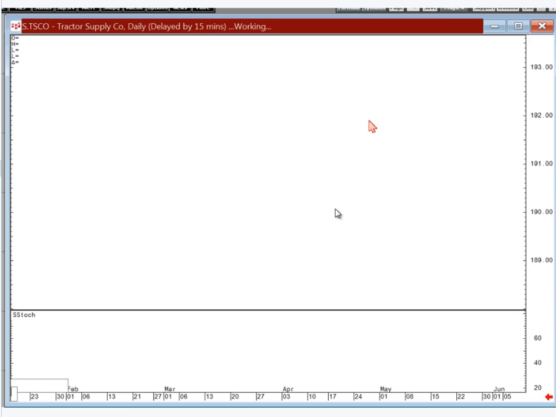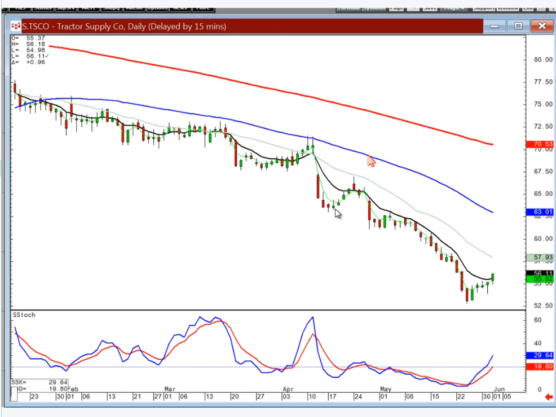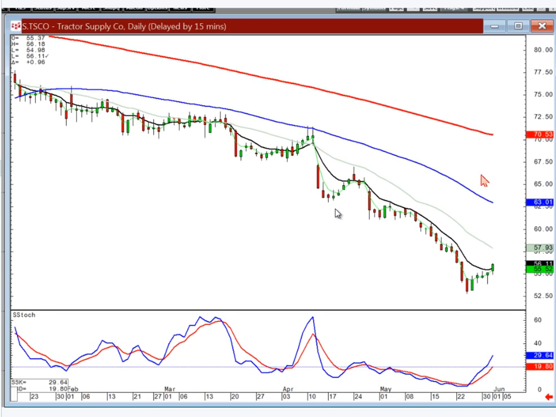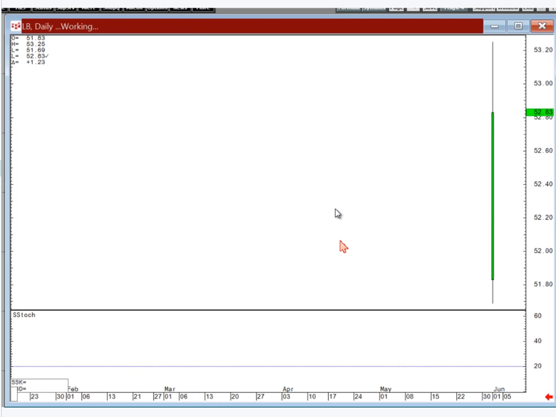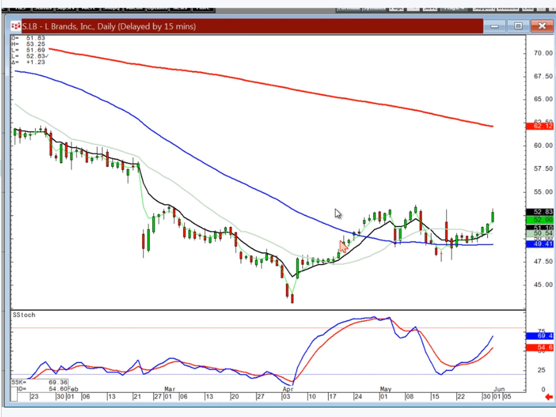Tractor Supply. You can start buying this one. But here's where you observe the obvious. The obvious is you're in a downtrend. So that usually means anytime you hit a resistance level, it could be the 20 or it could be the 50, watch to see what type of signals you have there. You're more apt to see people taking profits at those levels and continuing the downtrend.